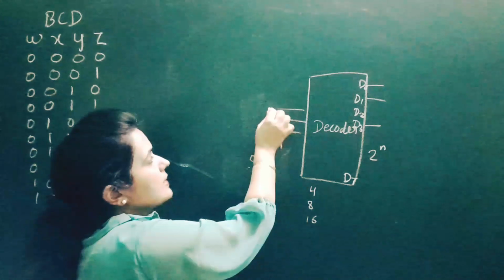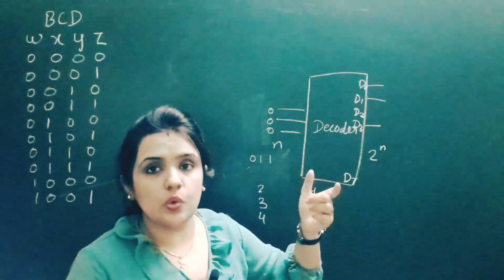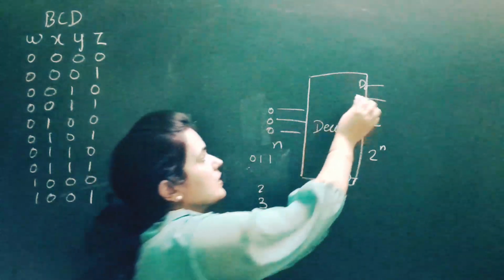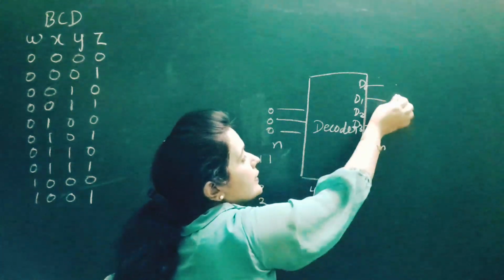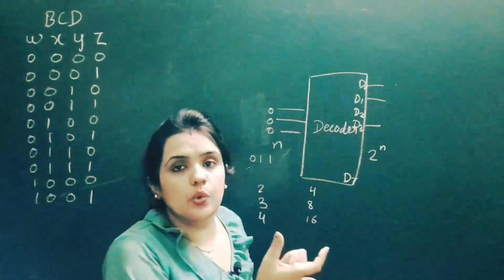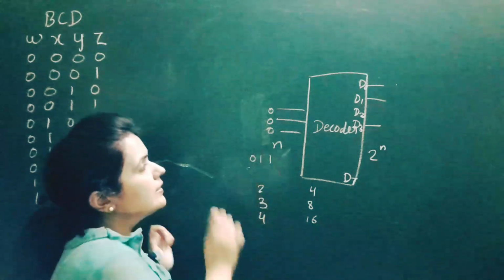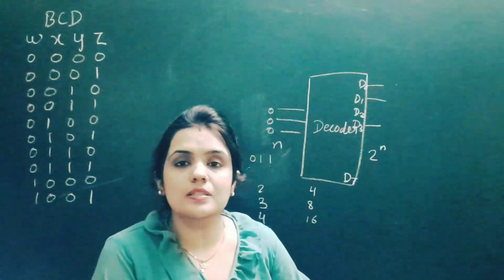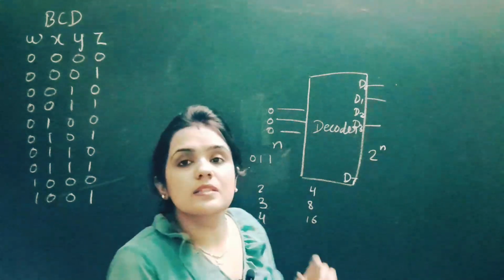Value of these input lines is 0, 0, 0. In that case, minterm generated is 0, because decimal equivalent of 0, 0, 0 is 0. So in that case, we get the output D0 equals high, that is D0 equals 1, and rest of the output lines are 0. If the value of these input lines are 0, 1, 1, in that case, D3 will be high because the decimal equivalent of 0, 1, 1 is 3. So D3 will be high and the remaining output lines are 0.